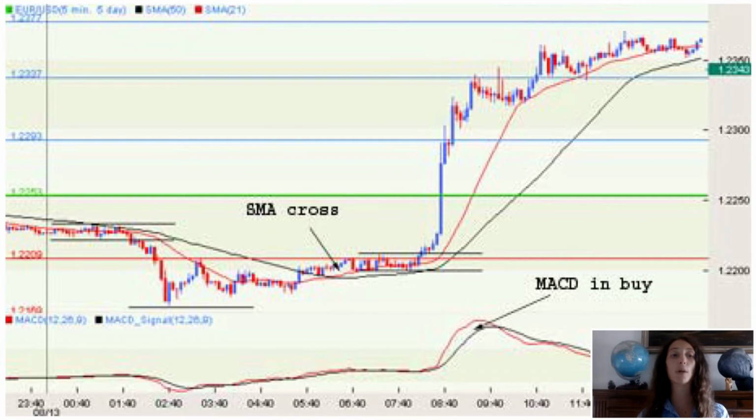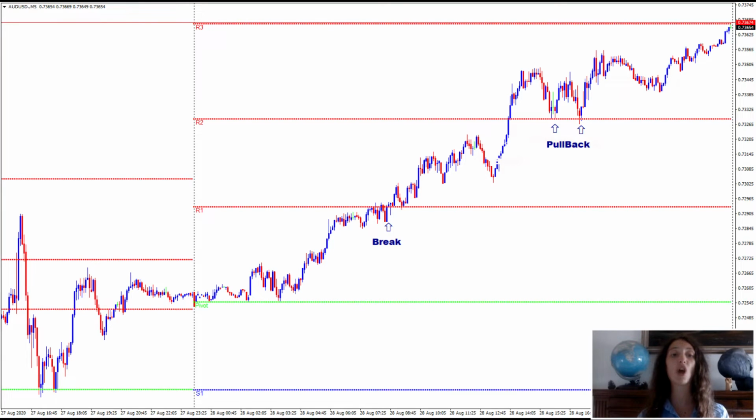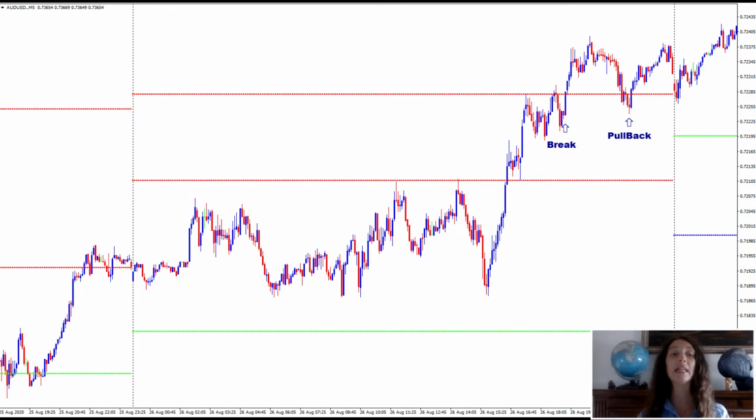Other examples. In this 5-minute chart of AUD-USD, we have one breakout and two pullbacks.